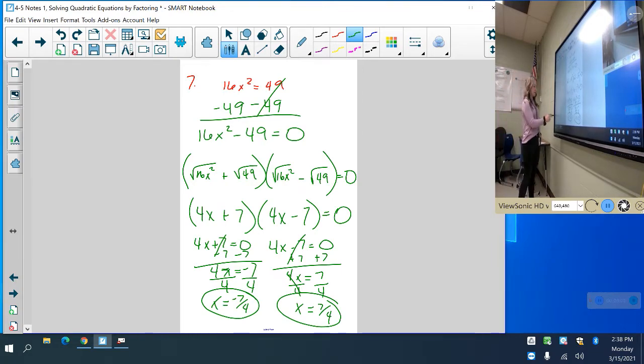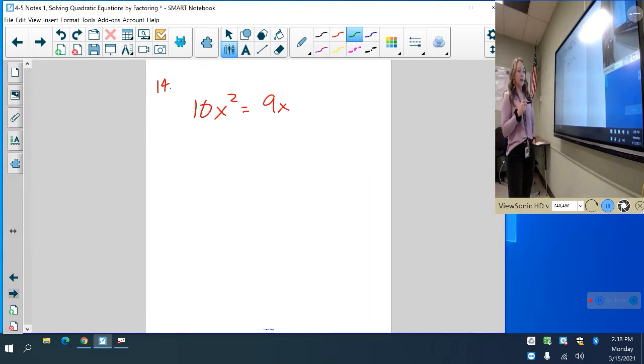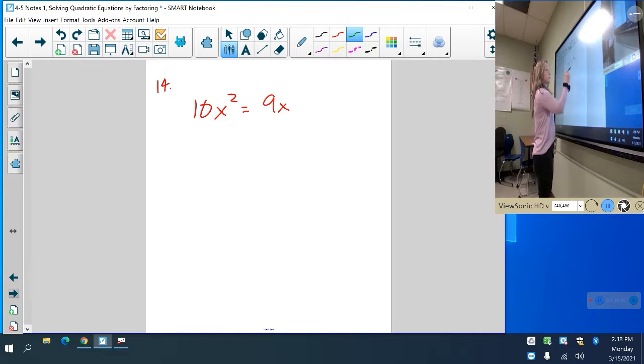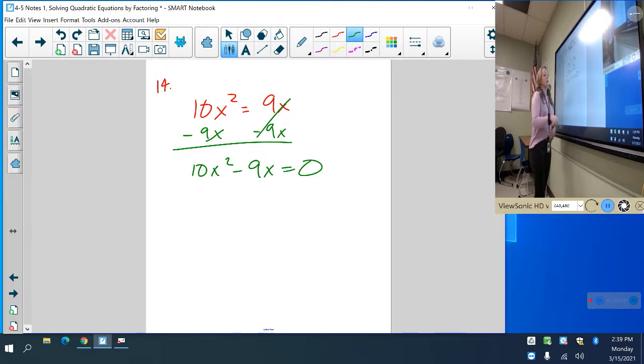Let's try another one. Now I have 10x squared equals 9x. For this one, I have to set it equal to 0 again first, so I'm going to subtract 9x from both sides. So I have 10x squared minus 9x equals 0. Look for a greatest common factor. Now, the more common thing is to think, well, 10 and 9 don't have a greatest common factor, and you'd be right. However, they both have an x, so I'm going to factor out an x for each term.